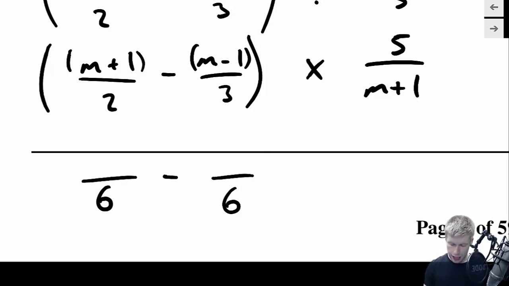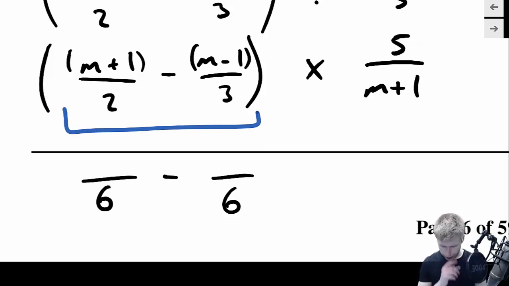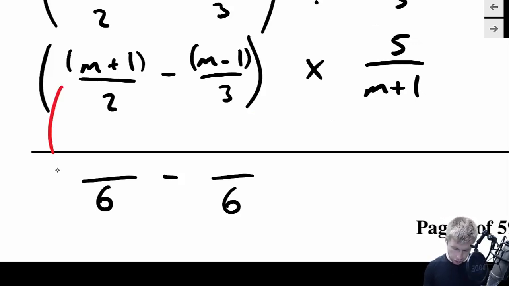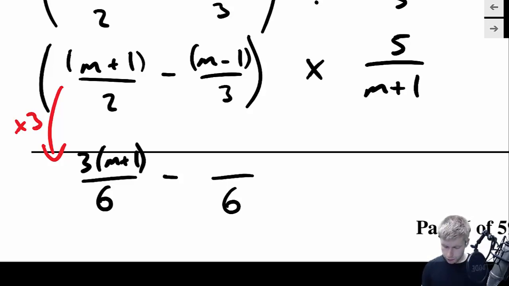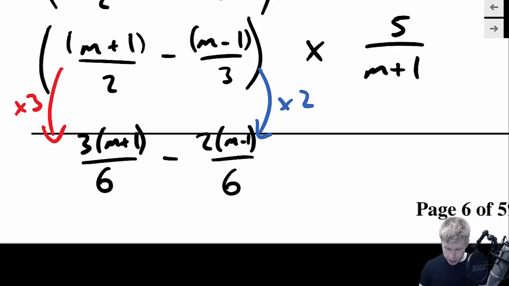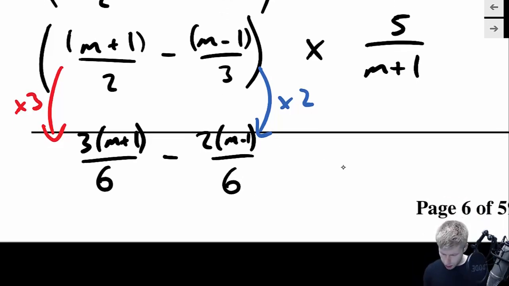So I'm literally just looking at this bit inside here. I'm looking for over 6. Well, what have I multiplied this first fraction by? I must have multiplied by 3, which means that I must end up with 3 multiplied by m plus 1 on the numerator. And what have I multiplied this second fraction by? I must have multiplied by 2. So I must end up with 2 multiplied by m minus 1 on the numerator. Again, if I'm going to collect this together, this will give me over 6.